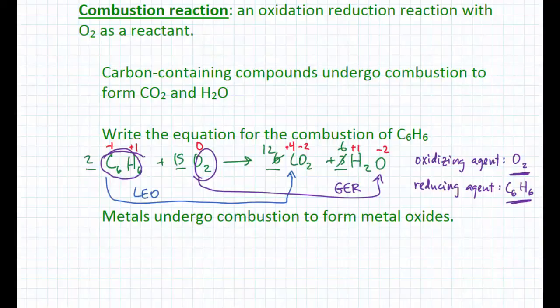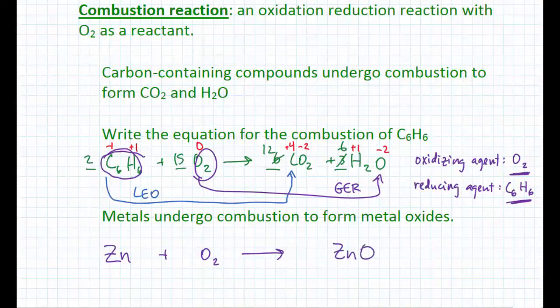I'm glad I didn't. Metals undergo combustion to form metal oxides. Let's talk about combustion of zinc. We could write any metal here. Okay? So combustion is always something plus O2. What will be the formula of the metal oxide that's formed over here? Yeah, it's going to be ZnO. Why not ZnO2? Yep. Got to think of those charges.